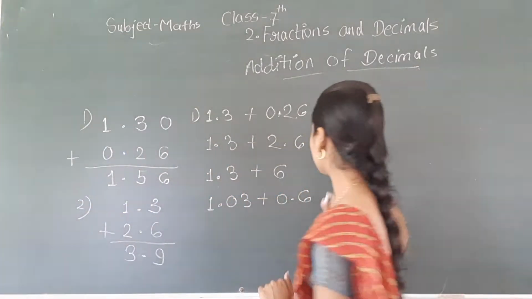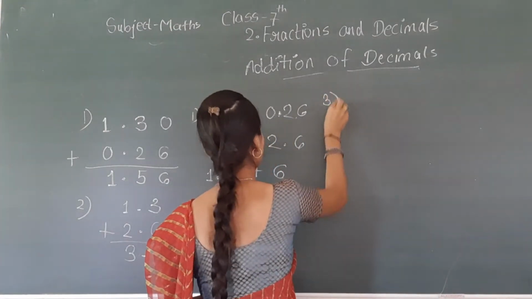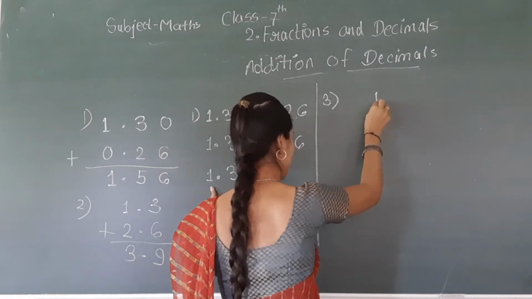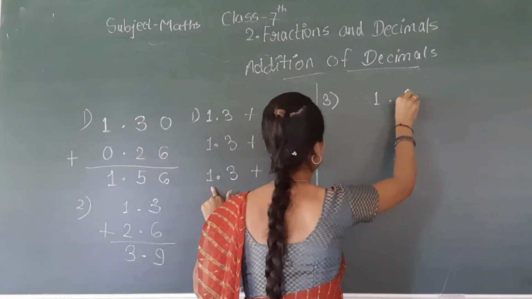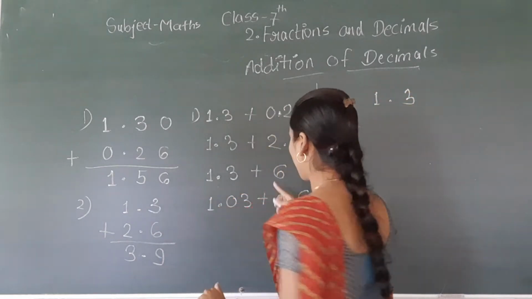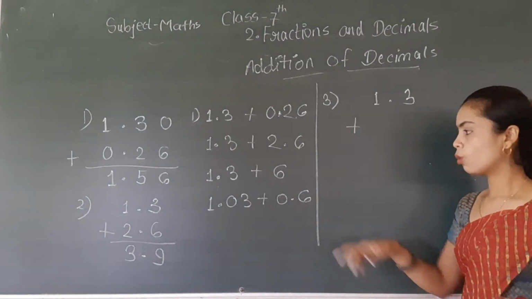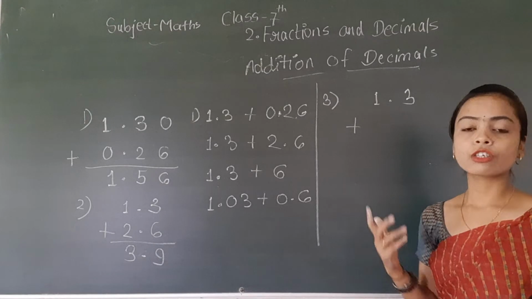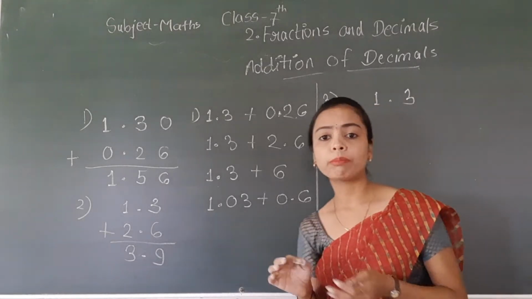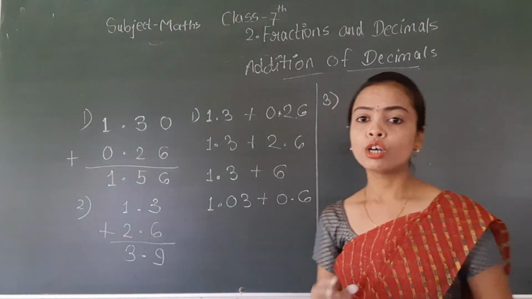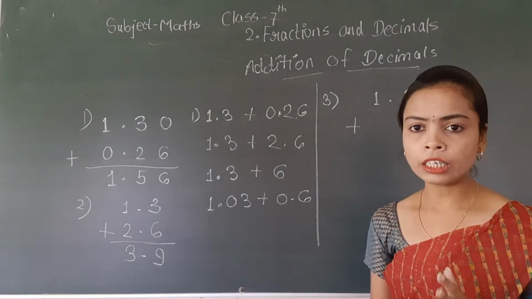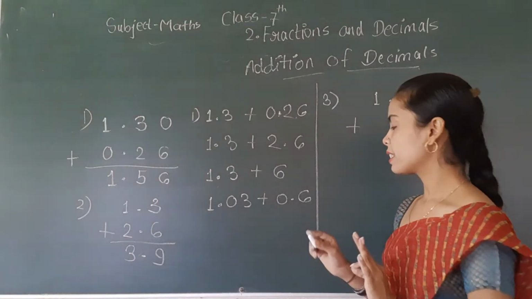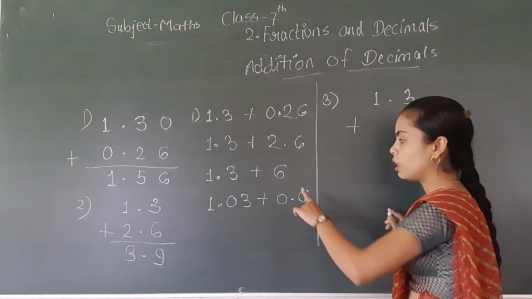Okay, now the third one. What is your third? Third is 1.3. But look at the second number. It is not a decimal number because there is no decimal point given. That means 6 is not a decimal number. So if there is any number in which the decimal point is not given, just put the decimal point after that number.